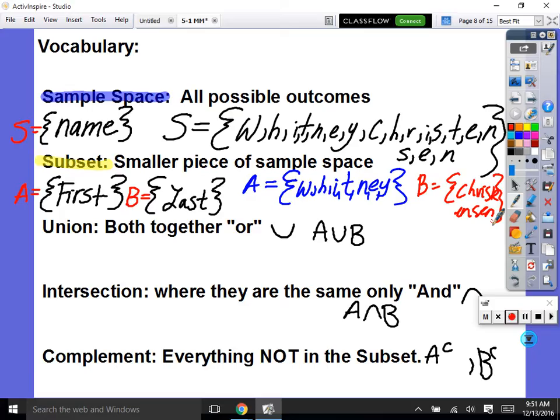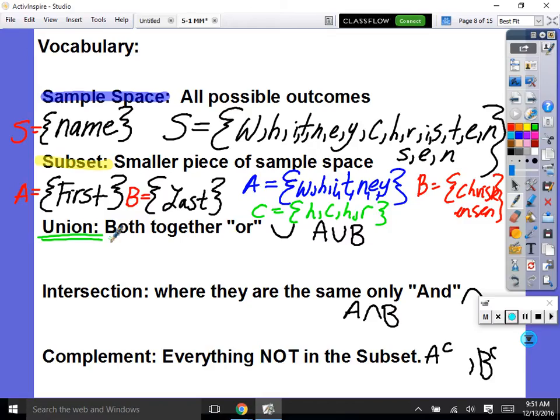Now just understand, it doesn't have to be anything in particular. Here's another example of a subset. Let's call it subset C. Now watch. I'm going to randomly pick H-C-H-R. That's still a smaller piece of the sample space. So do you see how subset just means a smaller piece of the sample space? Everybody understand? Okay. Awesome.